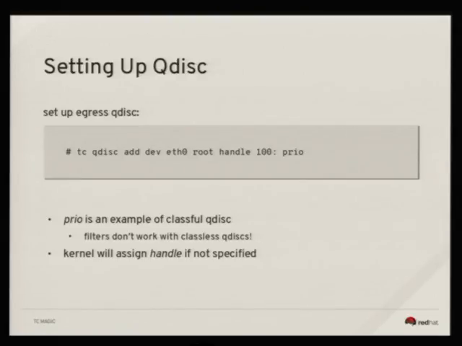So we're adding a Qdisc to device eth0 and root. This parameter specifies where this Qdisc should be attached. Root is the main one, the bottom of the tree that we saw. So we are adding the Qdisc to the root of the tree, the first one that will be consulted when the packet is sent out of the machine.